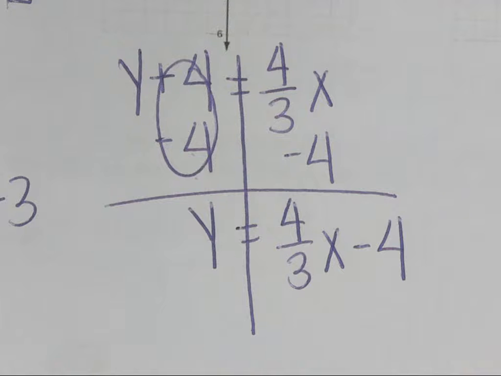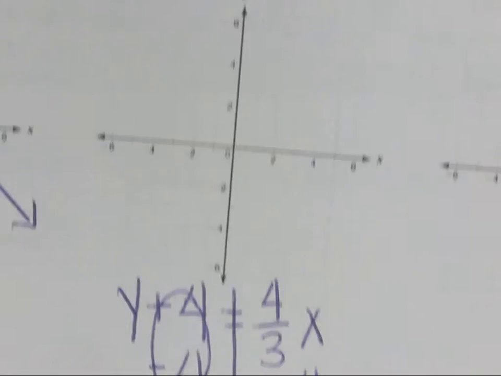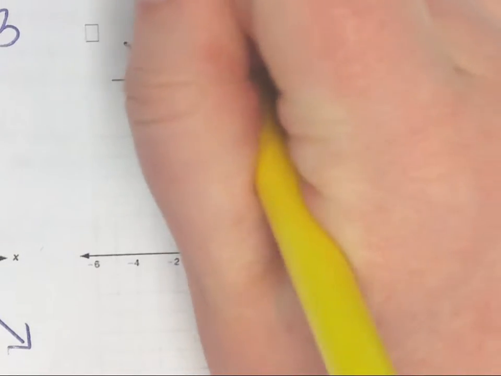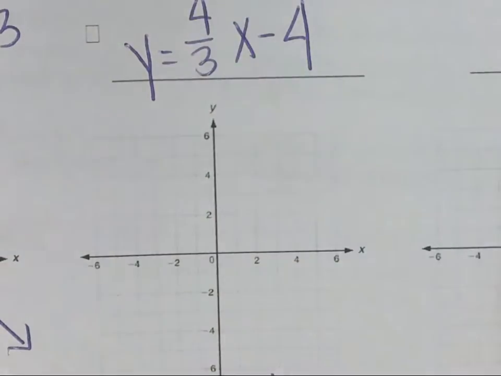Alright, now we would put it on the line. Why can I go ahead and put it on the line? Why are we done? We got the problem. How do you know we're done? Because it has just a y equals. Very good. So I'm going to copy this on my line. So y is equal to 4 over 3x minus 4.